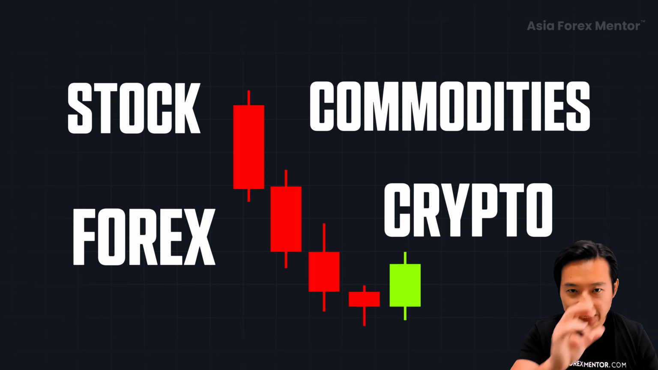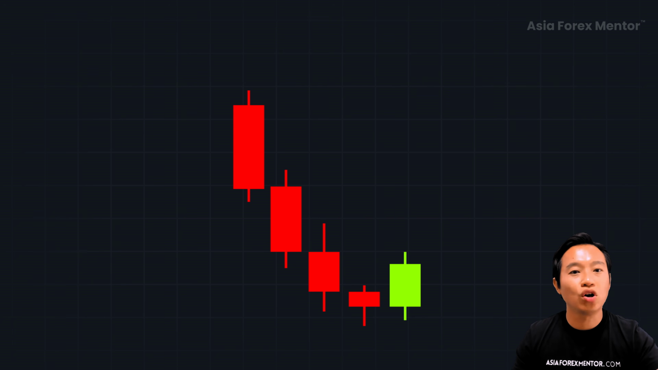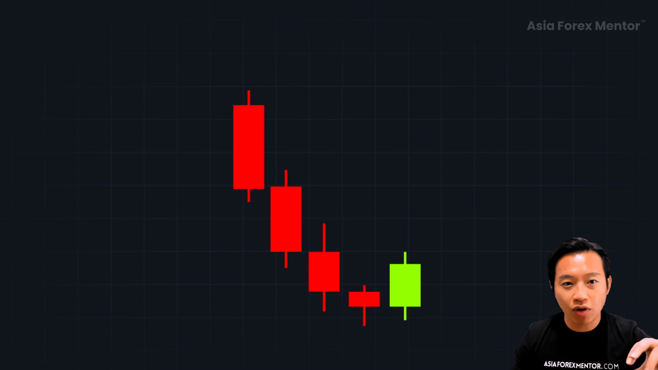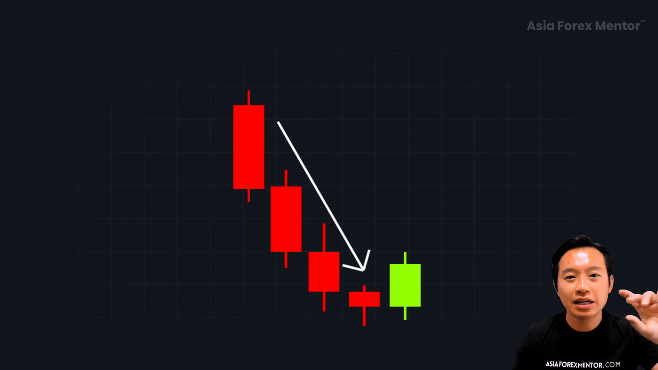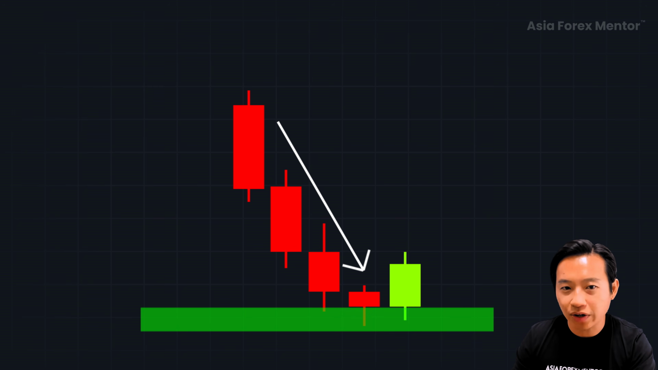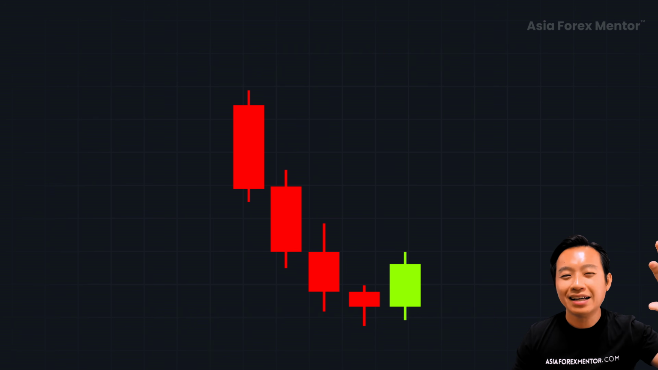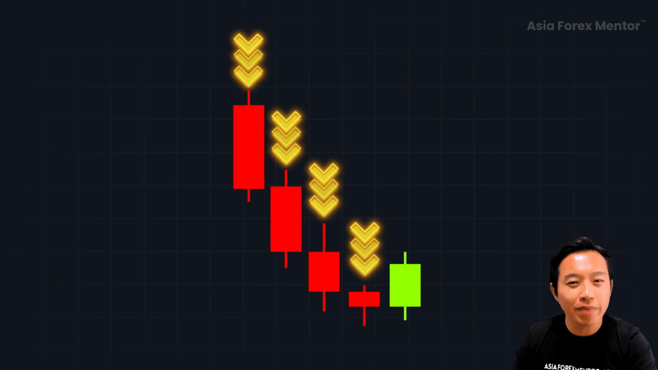Instead of lines, you see candles. These candles show how the price of that stock or that pair moves over a particular period of time, whether it went up, went down, and how far it moved. Now imagine the candles get smaller and smaller as they get closer to something important on that chart. This is called a shrinking pattern. It's like the candles are losing their energy, or losing momentum.